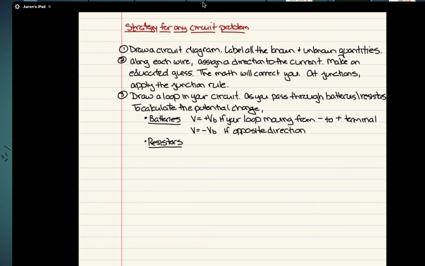For resistors, when you pass through a resistor, there is some potential change. We've talked about this, how it's the current times the resistance, V equals IR. But it can be a plus or minus depending on if you're moving with the current or moving opposite the current. So write the potential change when you go through the resistor as minus I times R if the loop is traveling in the same direction as the current.